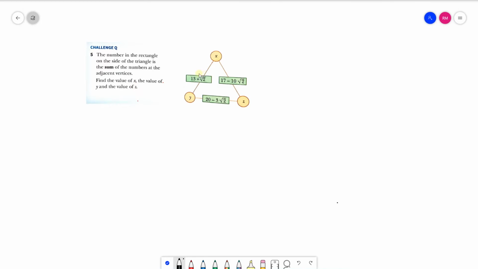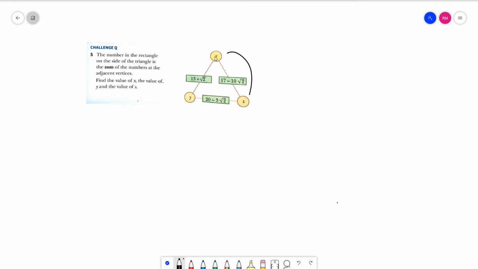So the question is trying to say that when we add up the numbers at the vertices, if we add x and y, we'll get the number in the rectangle, and if we add x and z, we'll get this number 17 minus 10 surd 2. And if we add y and z, we'll get the number in this rectangle, 20 minus 3 surd 2. So the pattern is that we need to solve x, y, and z through simultaneous equations. First, we can list down all possible equations that we can get from this diagram.